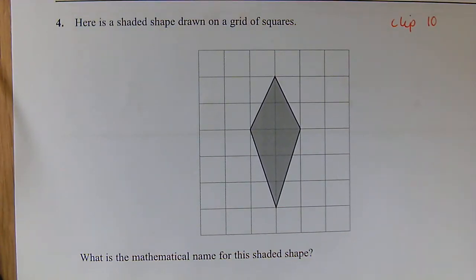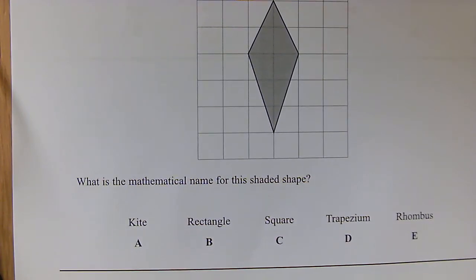Here I have a shape drawn on a grid of squares. I want to know what the mathematical name of this shape is. This shape is a kite.